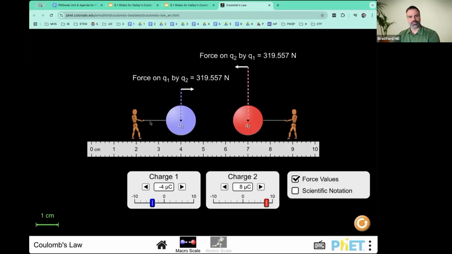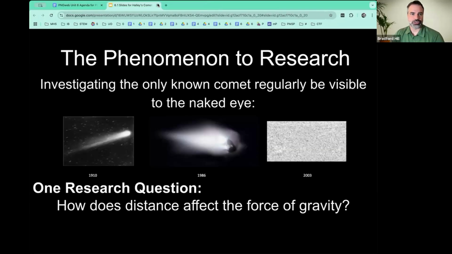Yep, I think we decided not to show too much of this, but this is the Coulomb's law FET, or actually, this is the universal gravity FET. So there we go. All right, so we're going to transition, or actually we have a prompt here.